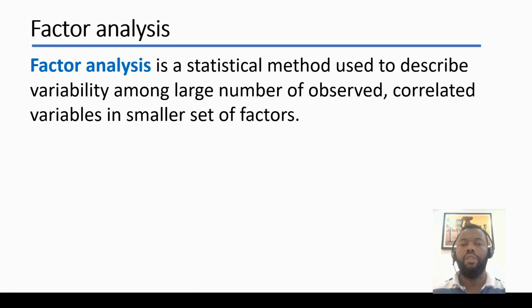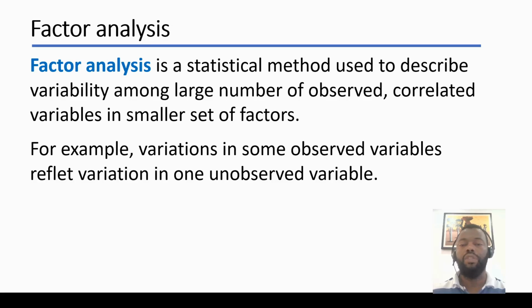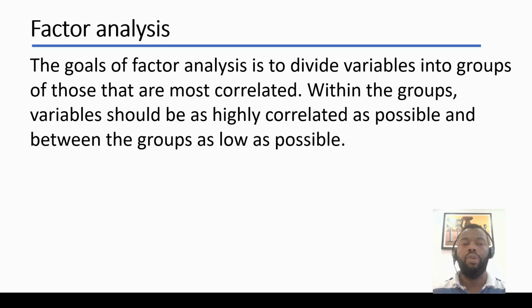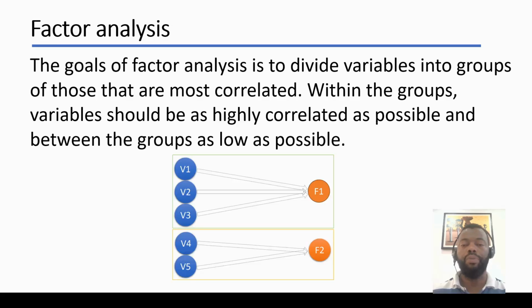Factor analysis is a statistical method used to describe variability among a large number of observed correlated variables in a smaller set of factors. For example, variation in some observed variables reflects variation in one unobserved variable. The goal of factor analysis is to divide variables into groups of those that are most correlated. Within the groups, variables should be as highly correlated as possible, and between the groups as low as possible.